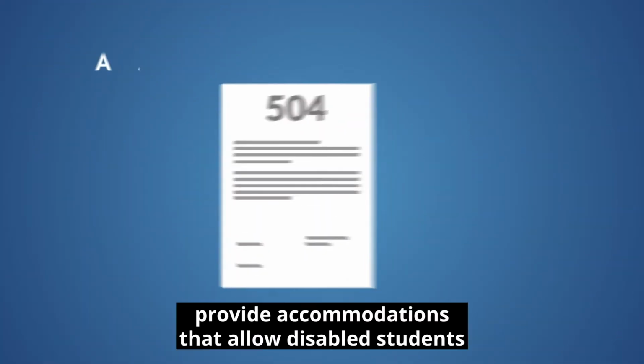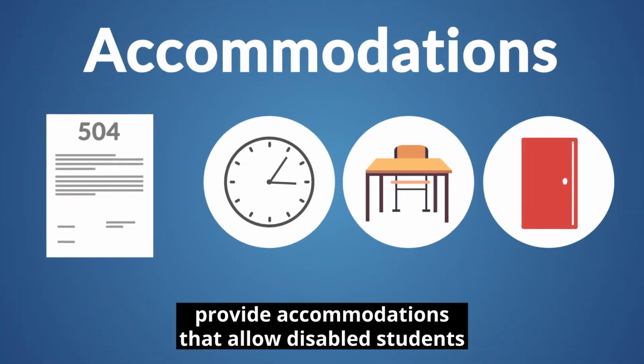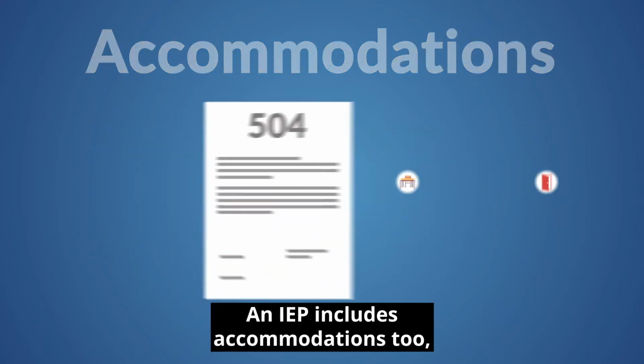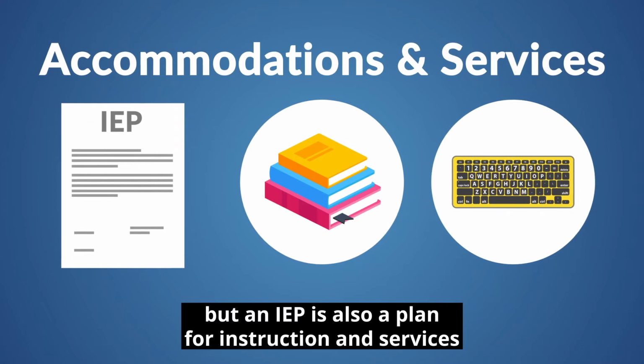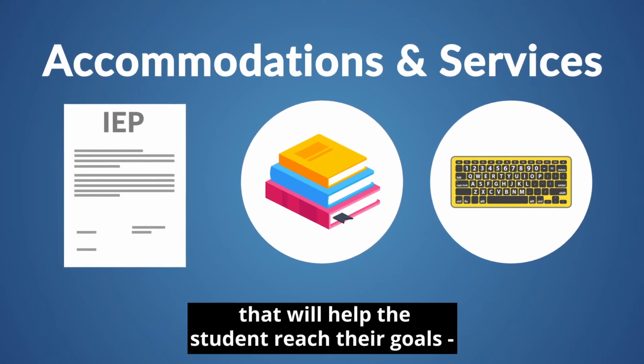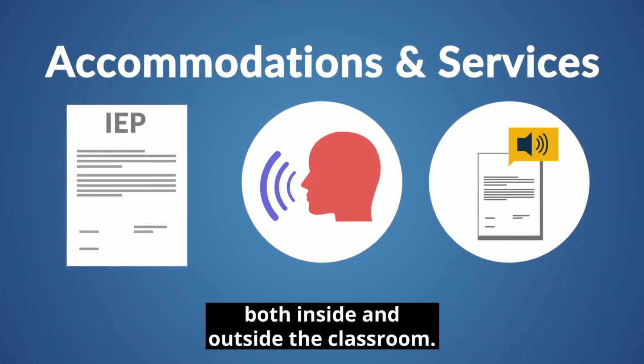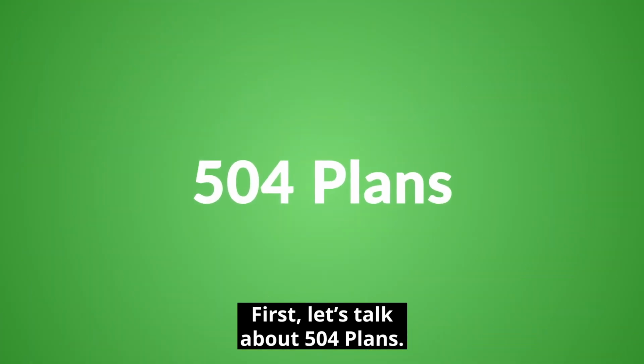504 plans provide accommodations that allow disabled students to access their education. An IEP includes accommodations too, but an IEP is also a plan for instruction and services that will help the student reach their goals, both inside and outside the classroom. First, let's talk about 504 plans.